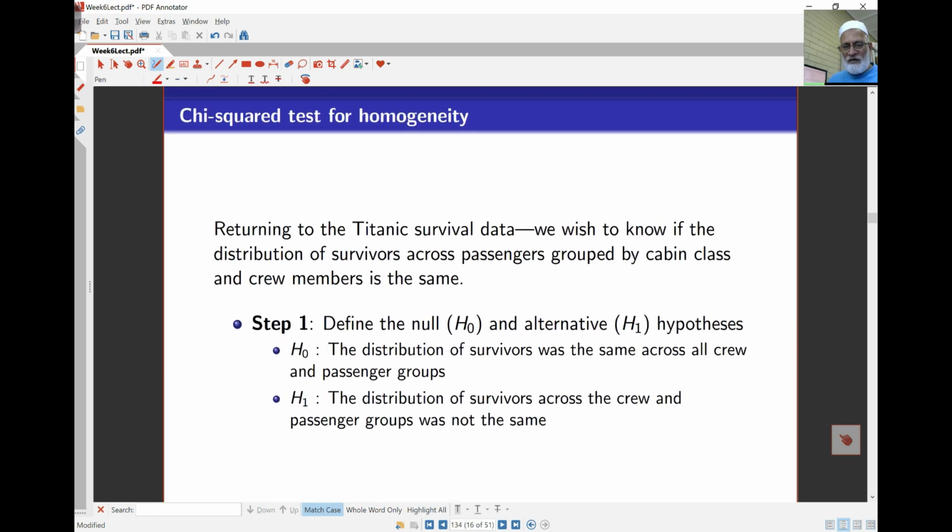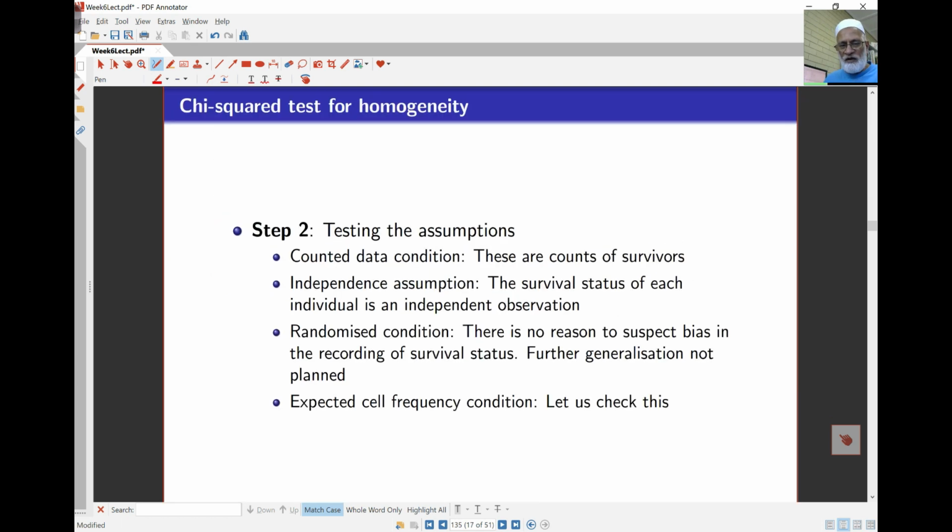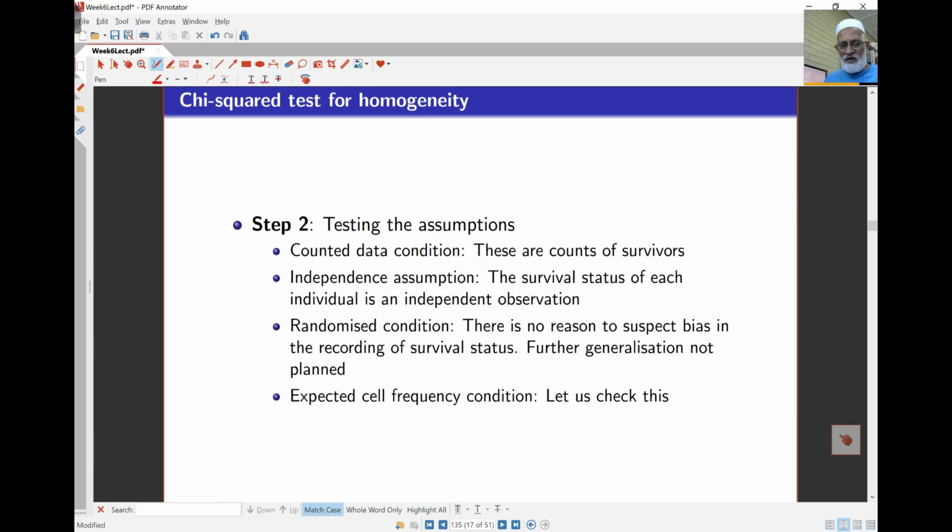The null hypothesis is going to be that the distribution of survivors is the same across all core types. H1 says it's not the same. You can simply say H0 is false here if you wish. There are ways of writing this in a mathematical way, but we'd rather just write it in words, saying that the distribution of survivors is the same across all core types.